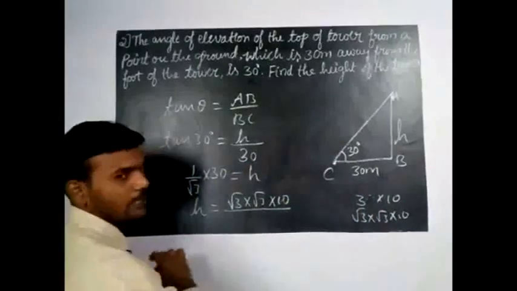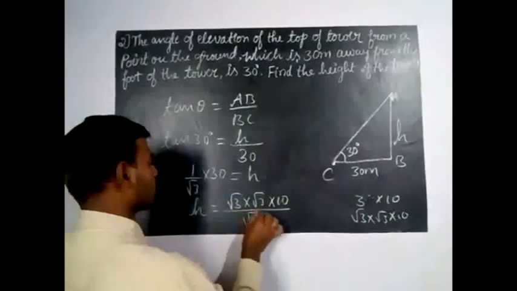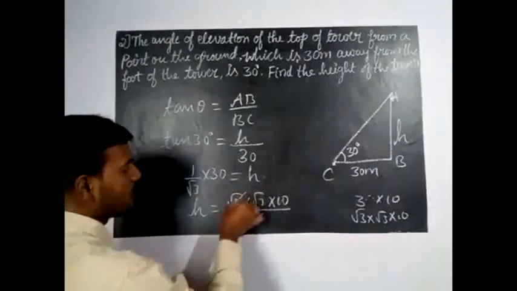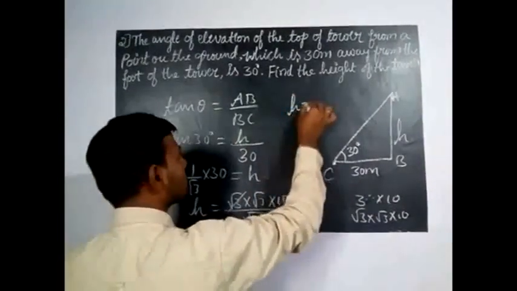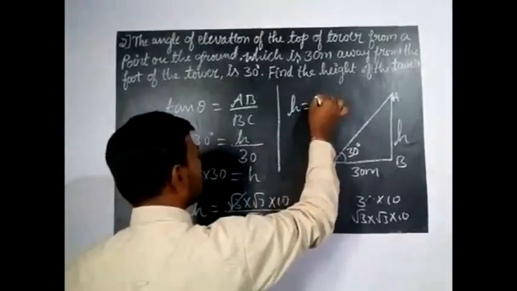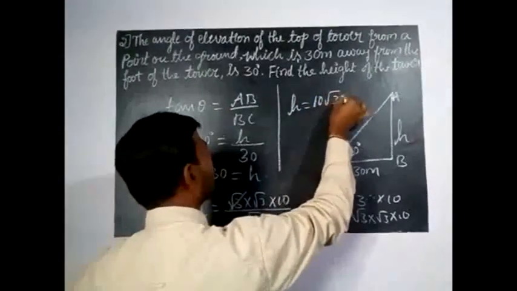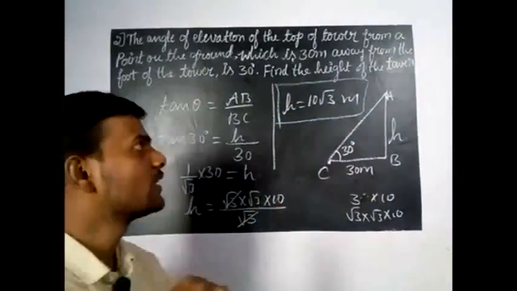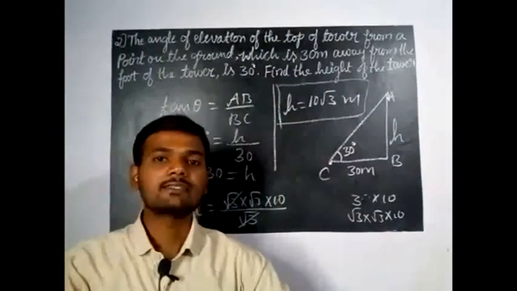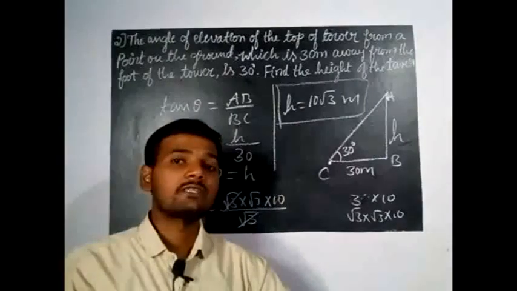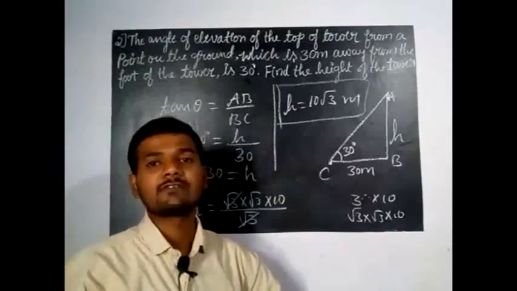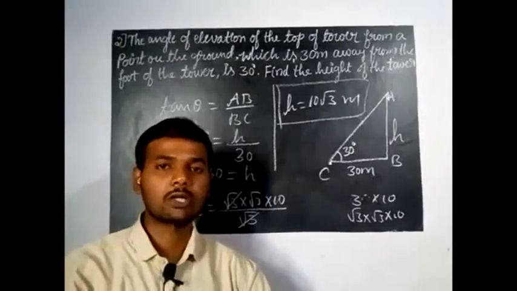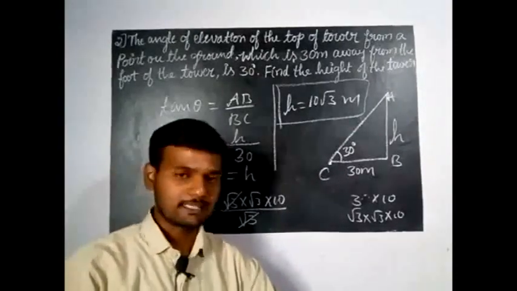So I wrote here directly. So here root 3 is divided, so root 3 cancels. What is left? H is equal to 10 root 3 meter is the height of the tower. Okay, so whatever the problem they are given, we can solve them by using the trigonometrical concepts, using trigonometric ratios. Okay, so let us discuss about the next example.